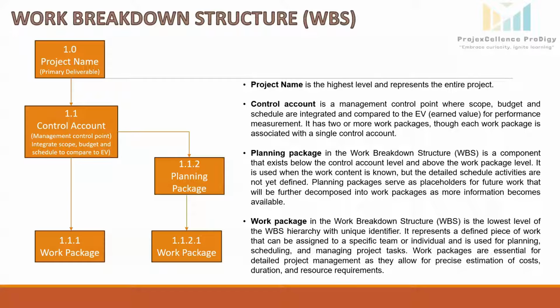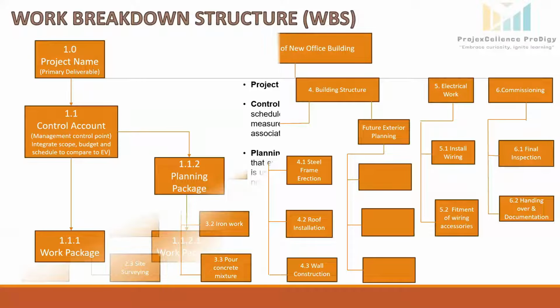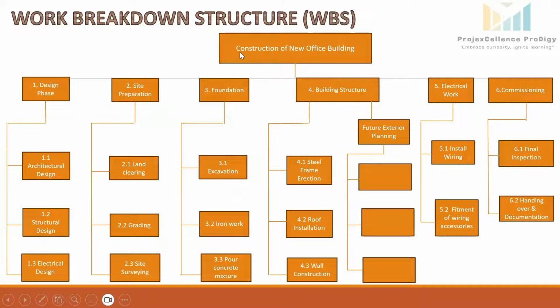So WBS helps in planning, scheduling, and monitoring the progress. We can do exact estimation of cost, duration, and resources required for completing the task. Here we can see a nice WBS illustration for the project construction of new office building. So the primary deliverable is construction of new office building. This is level 1. At level 2, major key deliverables are mentioned as design phase, site preparation, foundation, building structure, electrical work, and commissioning.